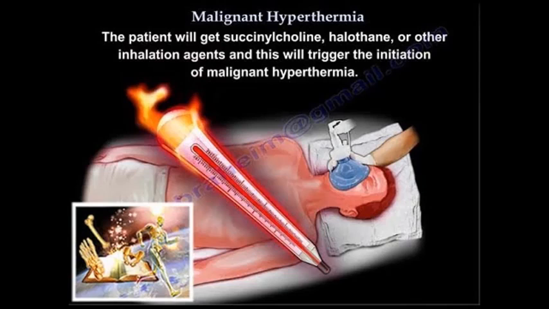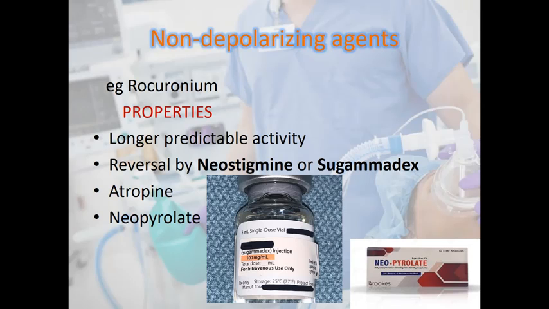Okay, with the exception of mivacurine, non-depolarizing agents are not metabolized by either acetylcholinesterase or pseudocholinesterase, so their effects are reversed by cholinesterase inhibitors. Because you see, for succinylcholine we don't need any reversal agent, because its effect is of short duration and it is metabolized by pseudocholinesterase. But for non-depolarizing agents, we need reversal by cholinesterase inhibitors, for example neostigmine.